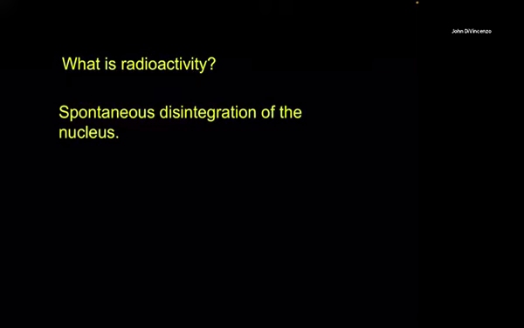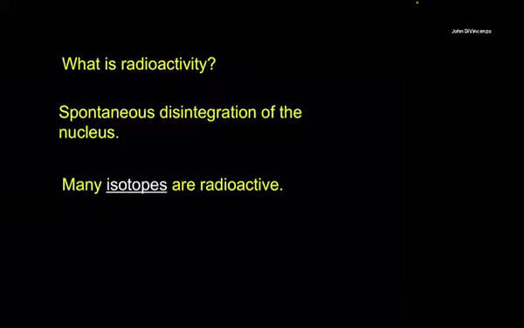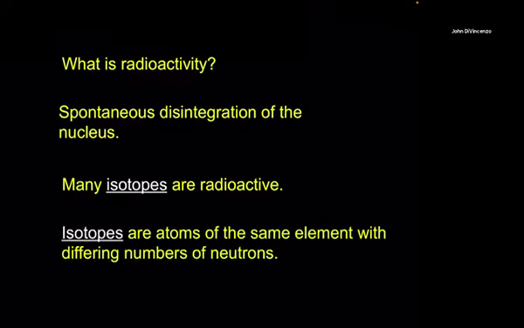Many isotopes are radioactive. What's the definition of an isotope? That's Gen Chem 1. Right. Atoms of the same element with different neutron numbers. Carbon-14 and carbon-12 are isotopes. One has 8 neutrons, one has 6 neutrons. There are many radioactive isotopes.